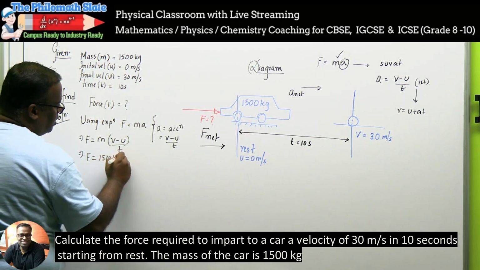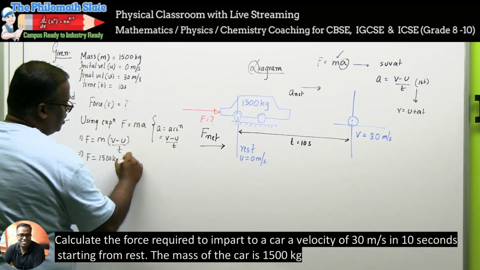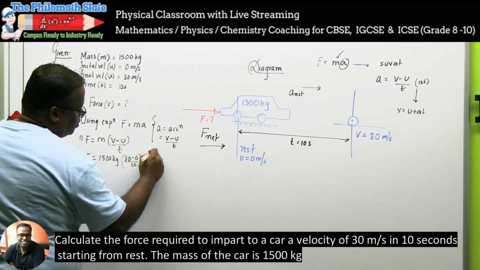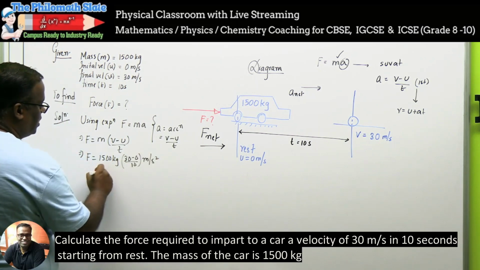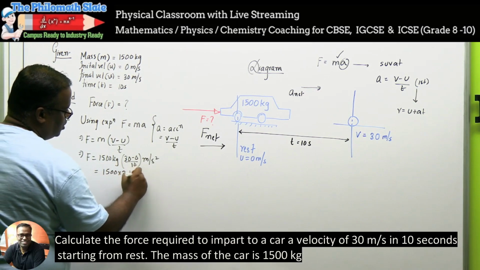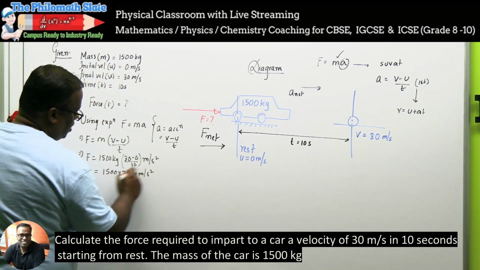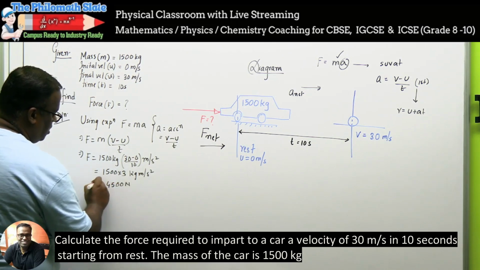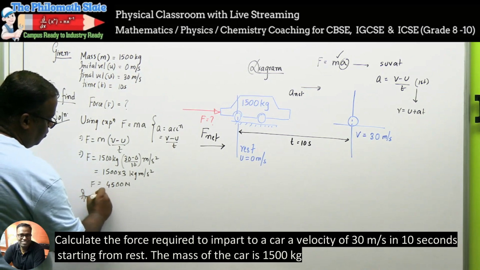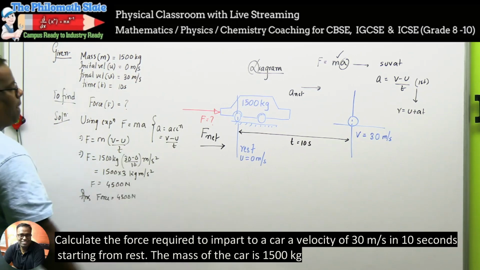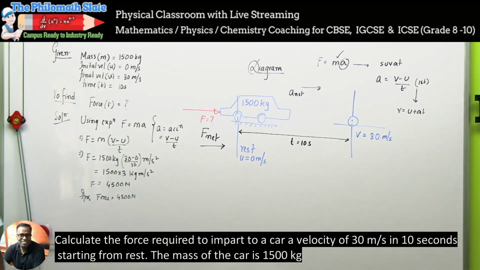1500 kg into v is how much? 30 minus 0 divided by 10. This is acceleration, so it is meter per second square. So finally it becomes 1500 into 3 kg meter per second square, which is equal to 4500 Newton. So answer, force is equal to 4500 Newton. That's how we solve a problem.